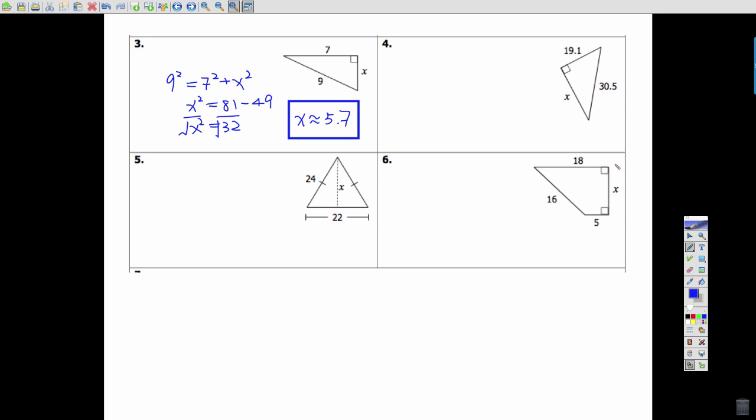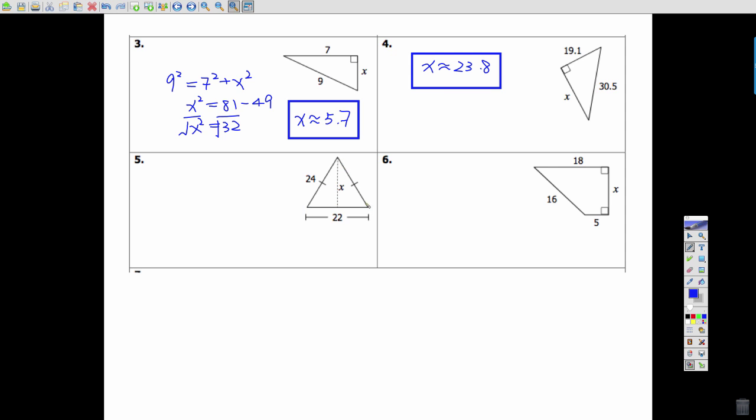Okay. Number 4 should be exactly the same approach. I will just tell you the answer here is approximately 23.8. Make sure that you practice on your own. Number 5 is slightly trickier.